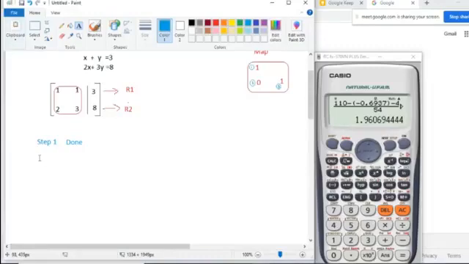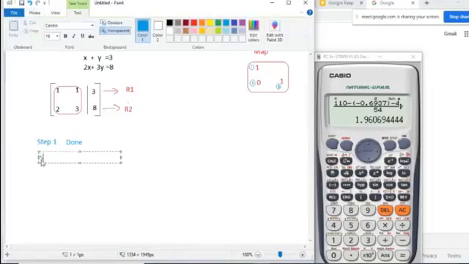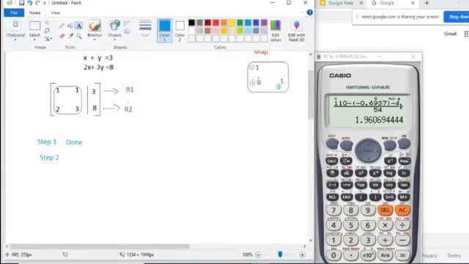Now step 2. Please focus with me. Step 2, I will go to my map. This place should be what? 0. But unfortunately, I have here 2. Then now I would like to convert this number to be 0.